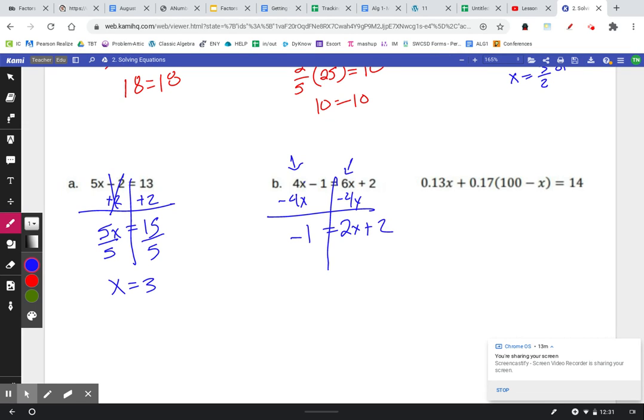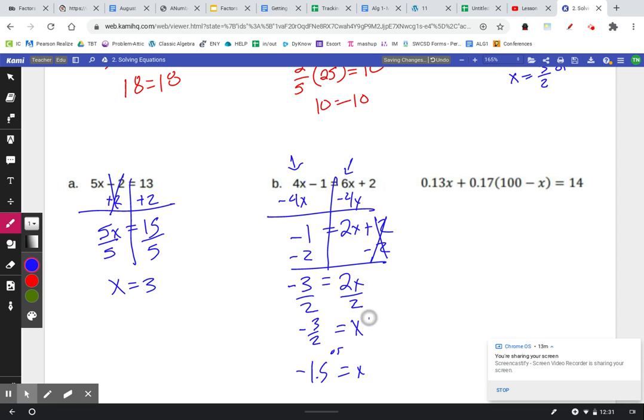So I need to get rid of this 2 now by subtracting. 2 minus 2 is 0. I'm left with 2x over here. And now I have -1 minus 2, which is -3. I get 2x equals -3. I'm going to divide by 2. This is kind of looking like our last example C up above. I get x equals -3/2, or I get x equals -1.5 if you did the division there.